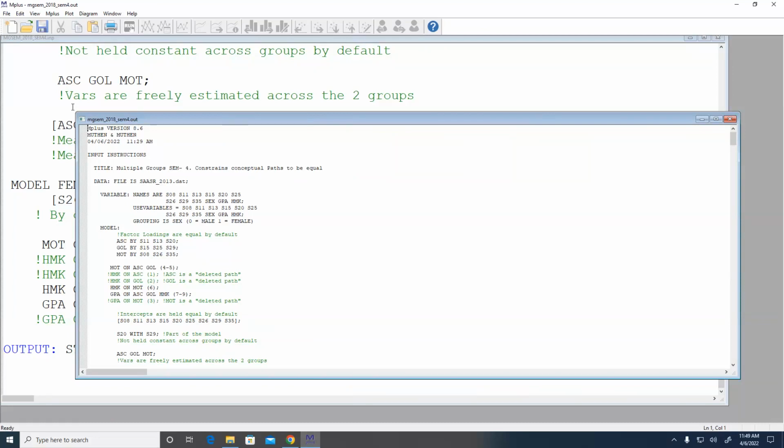Yeah, but again, it's true. It was significant for boys, but not girls. But that's not the question. The question is, is it different for boys and girls? And that was the question I answered when I constrained it to be equal. So I feel like looking at the two separately is a red herring.